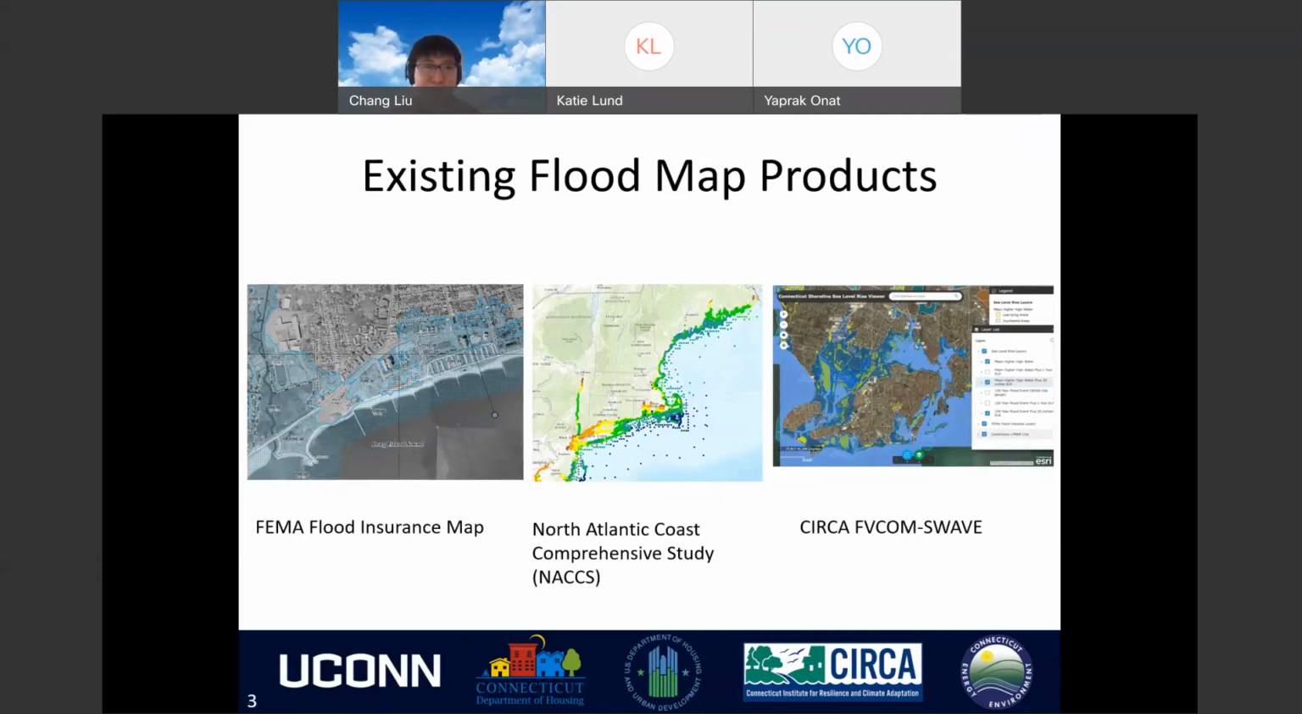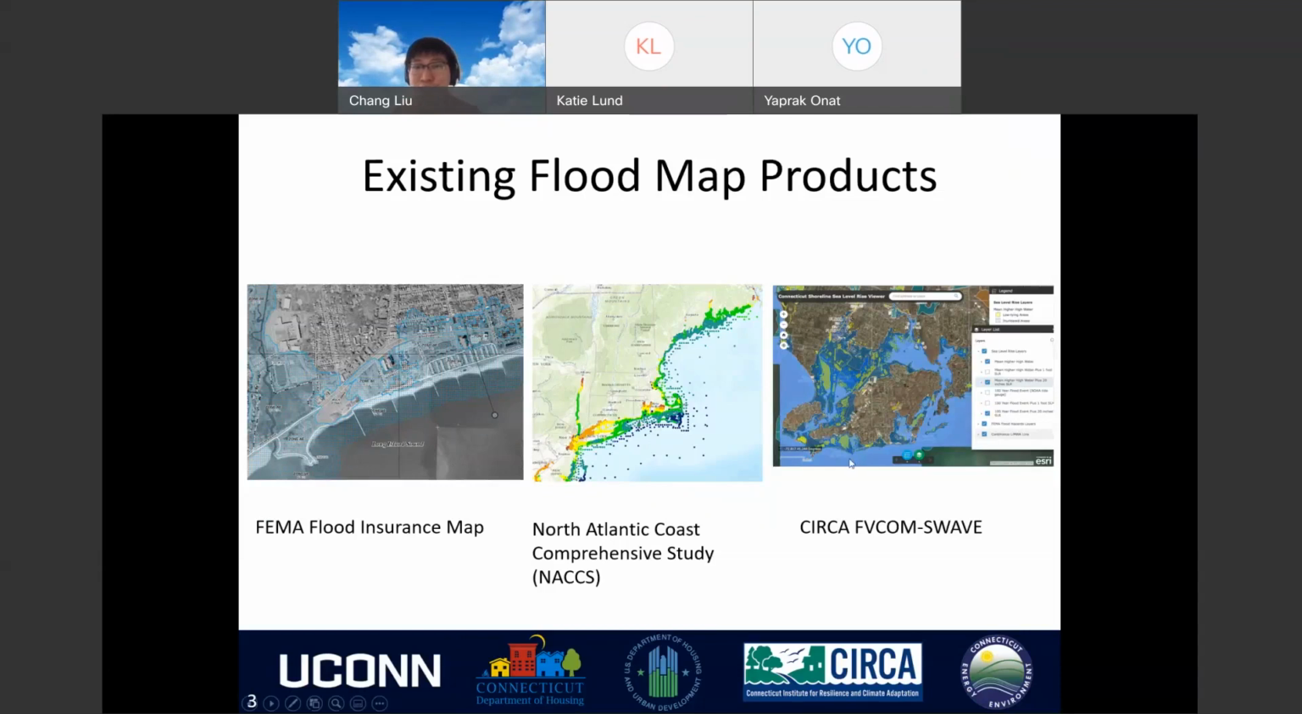And the second one, NACCS, which is North Atlantic Coast Comprehensive Study. This is based on model simulation of hundreds of synthetic extreme storm events, and then based on that calculate the future flooding scenario under, say, 100 or 500 years. And along the coast of Connecticut, the horizontal resolution is approximately from 0.5 mile to 1 mile.